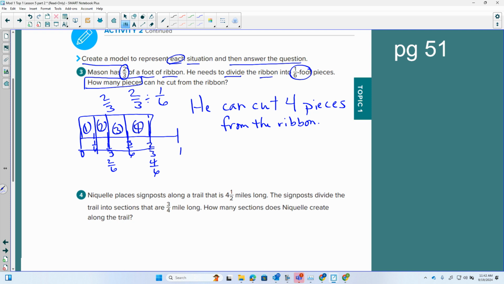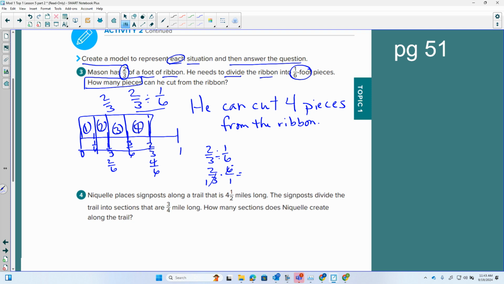Okay? So the math on this would have been 2/3 divided by 1/6. I'm going to keep, change, flip, so that I can multiply it by the reciprocal. I have 1 reduction, I can divide by 3. 2 times 2 gives me 4. So you can see mathematically it was really easy to solve, right?